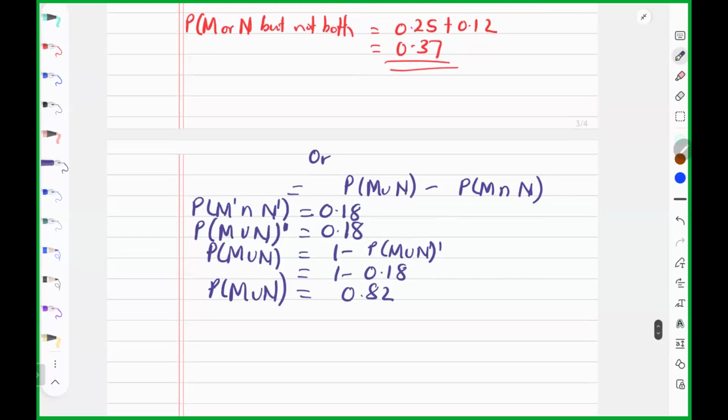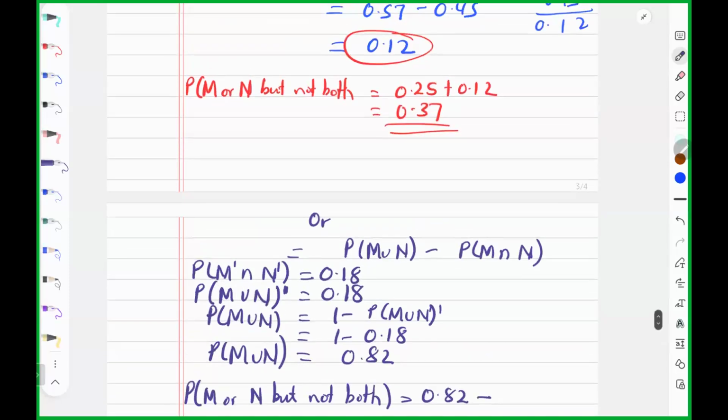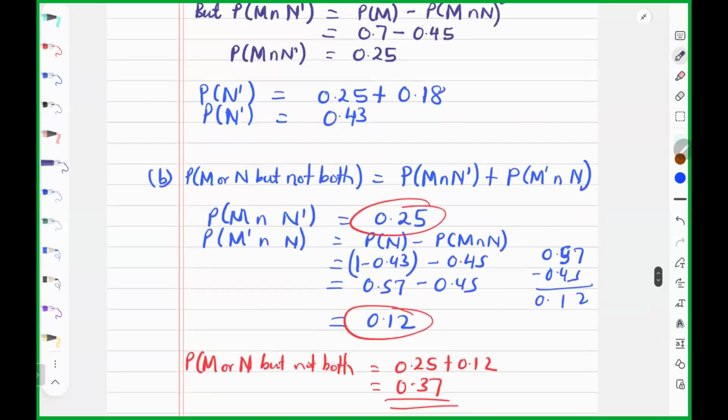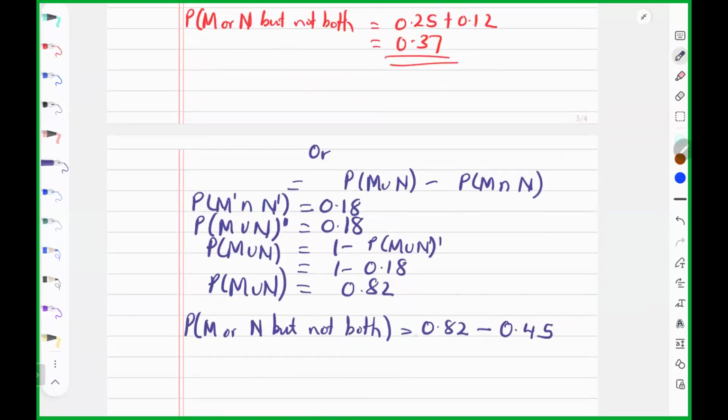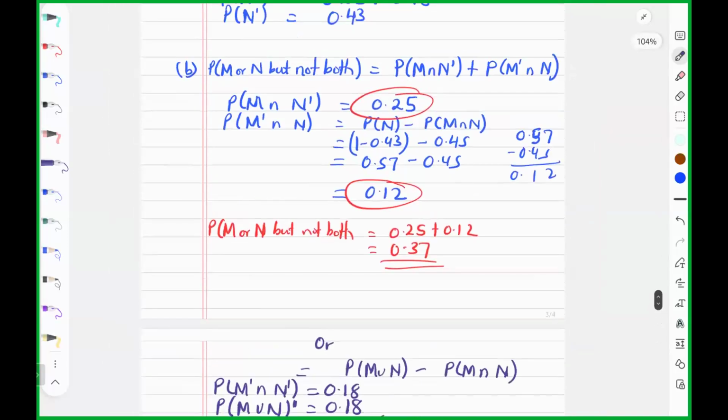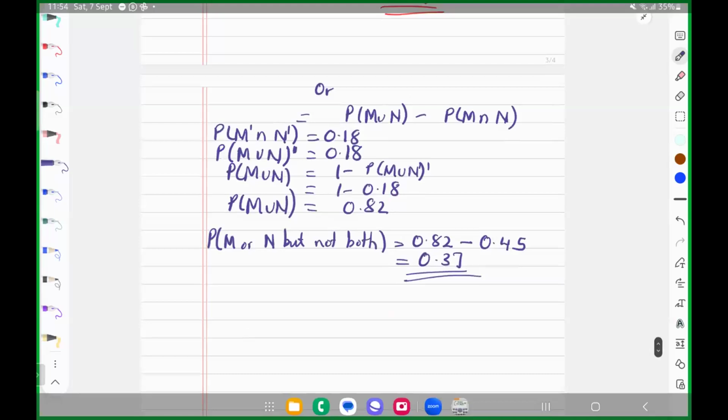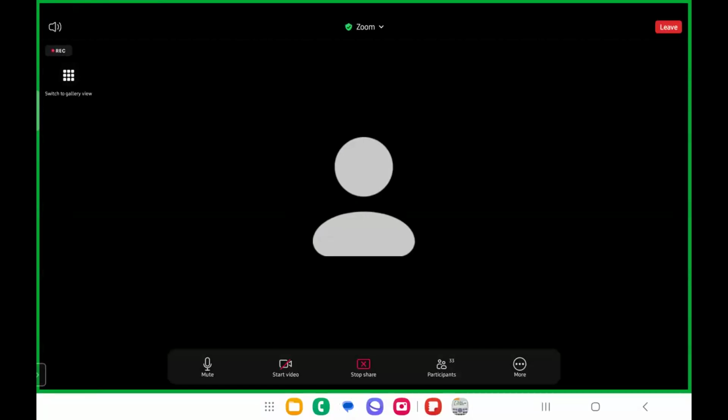And therefore, the probability that they wanted from us, probability of M or N, but not both, will be equal to 0.82 minus the intersection, which was 0.45, which still gives us 0.37 as the probability of M or N, but not both occurring. Yeah, so I hope that's clear. Anyone with a question?